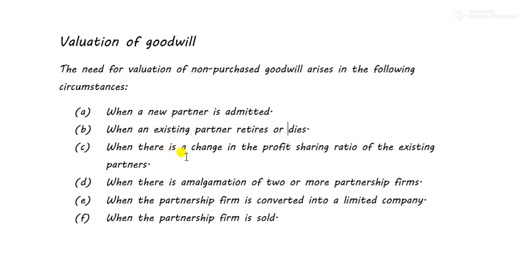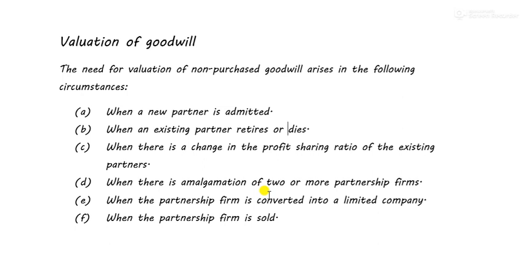When there is a change in the profit sharing ratio of the existing partners, so whenever there is reconstitution of partnership, when the partnership firm thinks that the profit is not being distributed fairly, the change in profit sharing ratio takes place. So whenever such a change takes place, the valuation of goodwill takes place. Amalgamation of two firms, when two firms join each other, that is called amalgamation. So when they join each other, the value of goodwill is calculated for both of them or one of them, and the other one pays for it.